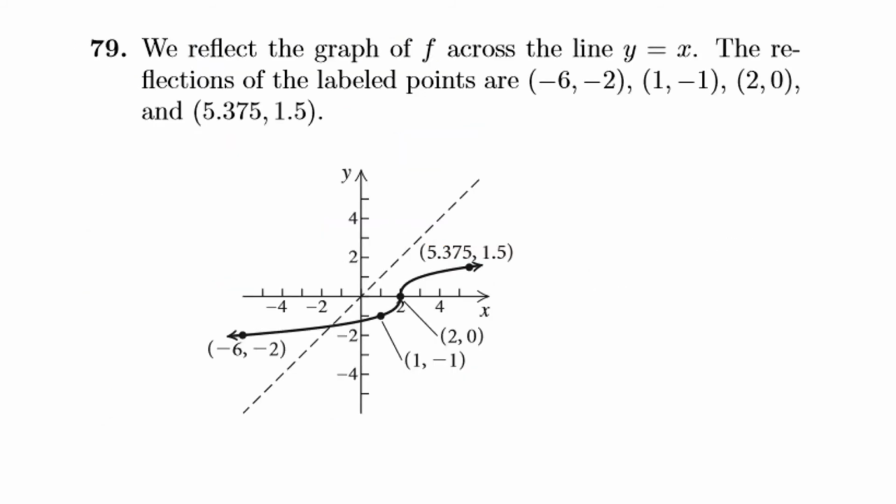Okay, so we reflect the graph of f across the line y equals x. The reflections of the labeled points are (-6, -2), (1, -1), (2, 0), and (5.375, 1.5). That's 5 3/8, and that's 1 1/2. And then we connect the dots in a way that has the reflection maintained.